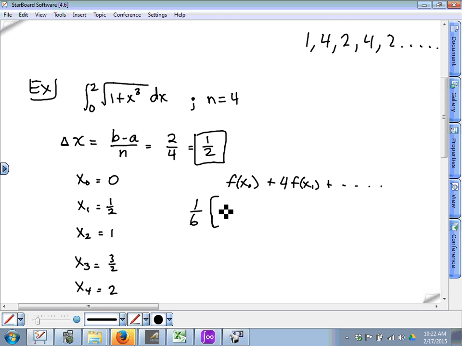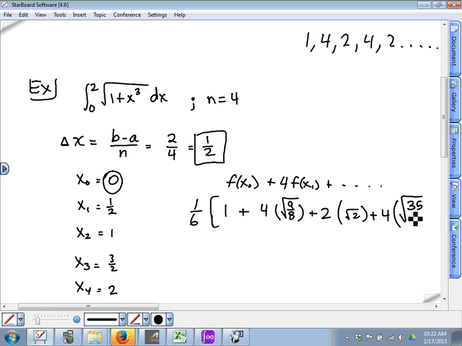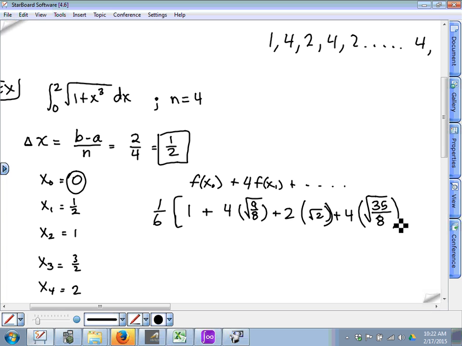Okay, you guys are starting to lose focus here. x0 is 0. If you plug a 0 into the function, we're going to get 1. Plus 4 times... aren't these just the same values as last time? Just look in your notes and tell me real quick. Square root of 9/8, and then it's 2 multiplied by square root of 2, and then a 4 multiplied by square root of 35 something over 8, and then what was the very last one? 3, yeah. And this one doesn't have to have a coefficient because it's the last one.